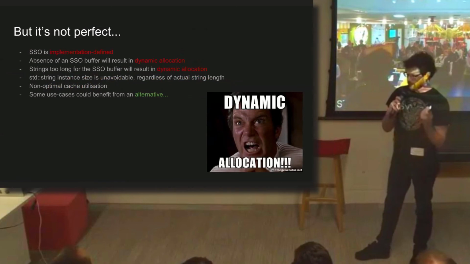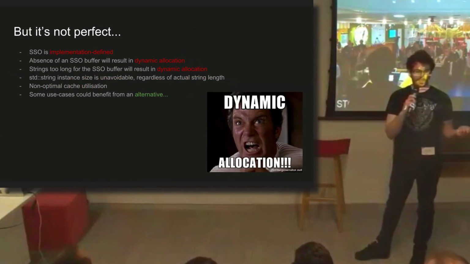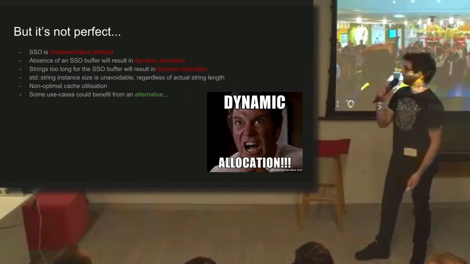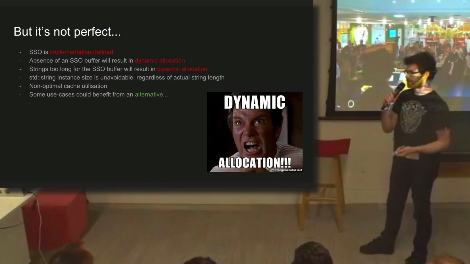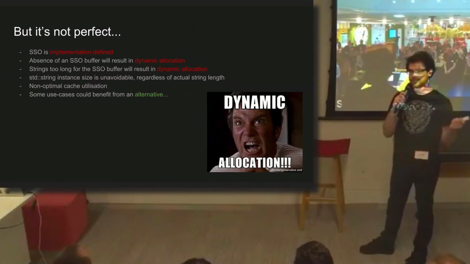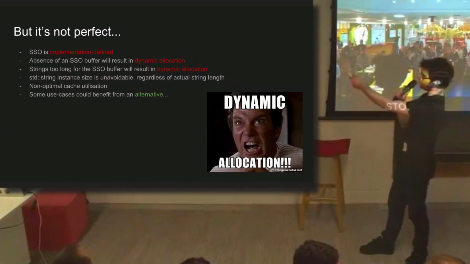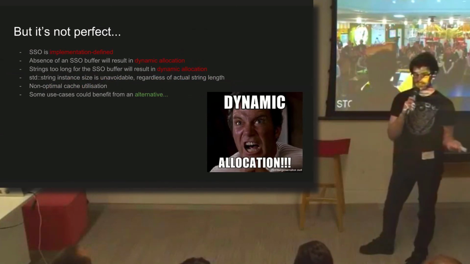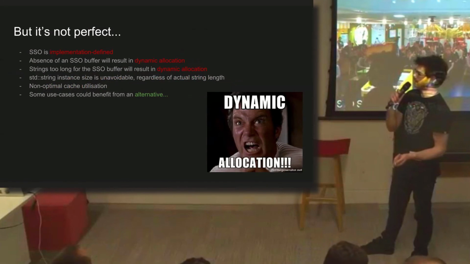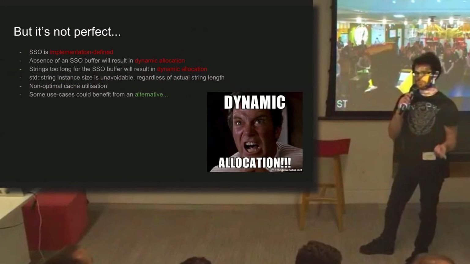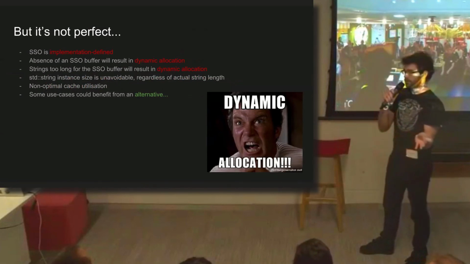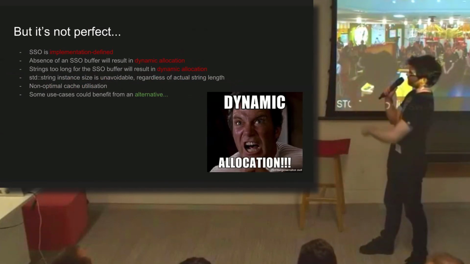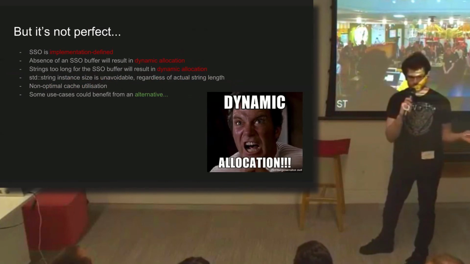Right, anyway, so SSO, as awesome as it can be, is implementation defined. The length of the SSO buffer is implementation defined. Even the presence of the SSO buffer, if I recall correctly, is implementation defined, which means if your string is too long for SSO, you will dynamically allocate. If there is no SSO buffer, you will dynamically allocate. And it doesn't matter if you want a 1, 2, 4, 8, 16, 1024 character string, especially if you only have a short string, then you will have to pay for the size of the entire string instance, which is often 32 bytes.